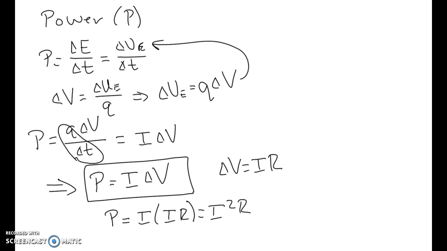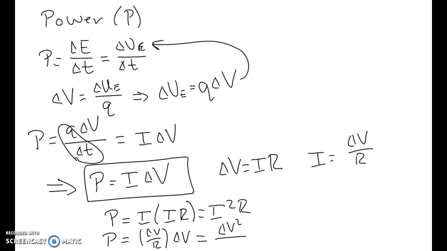We could also rearrange, solving for I instead. That would be current is voltage divided by resistance. Plugging that in, power is going to be delta V over R times delta V, giving us V squared divided by R.